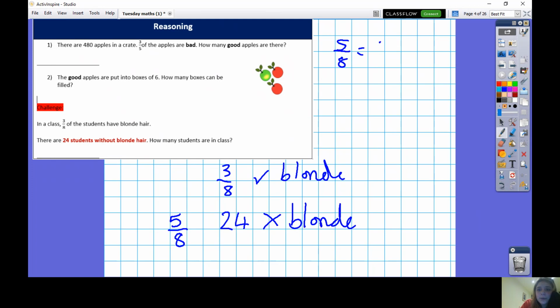5/8 are equal to 24. Before I can find out the total, which will be 8/8, I will first have to find out what 1/8 is. I need to do 24 divided by 5.